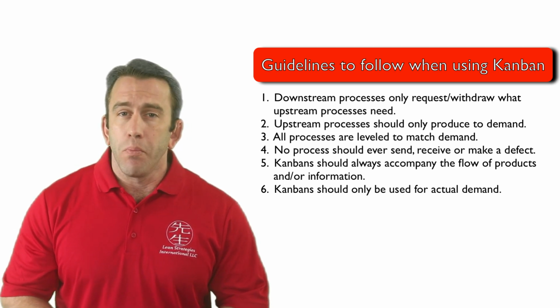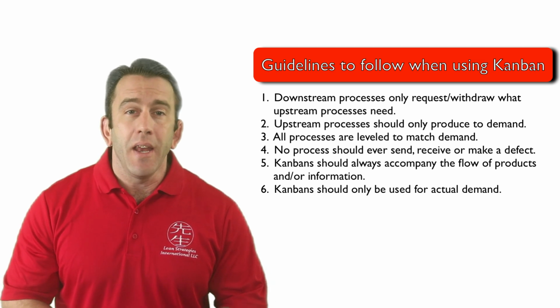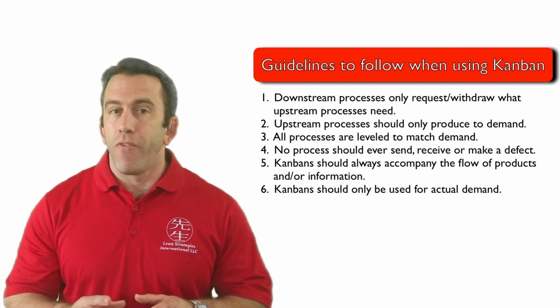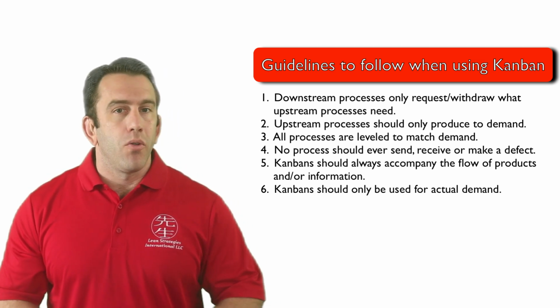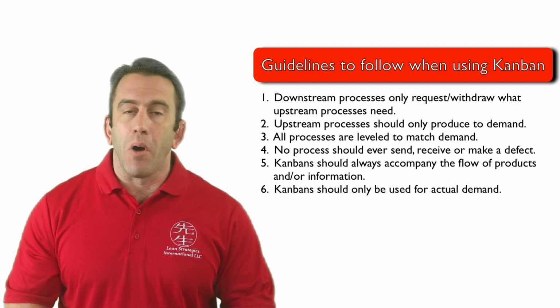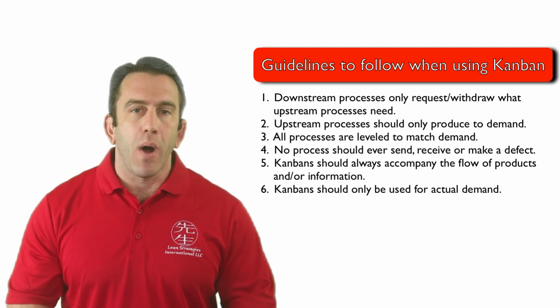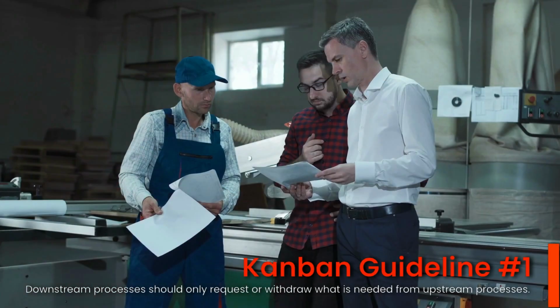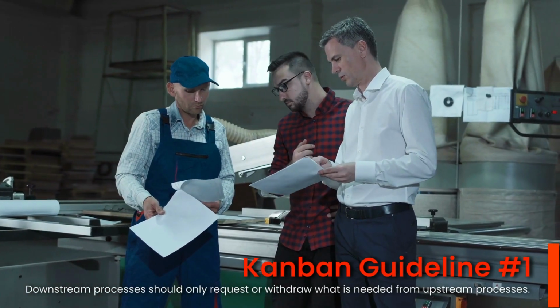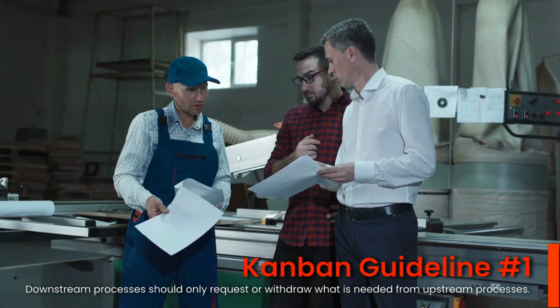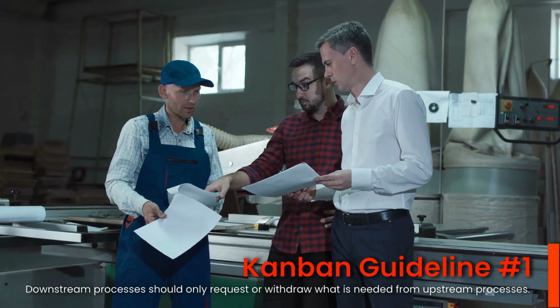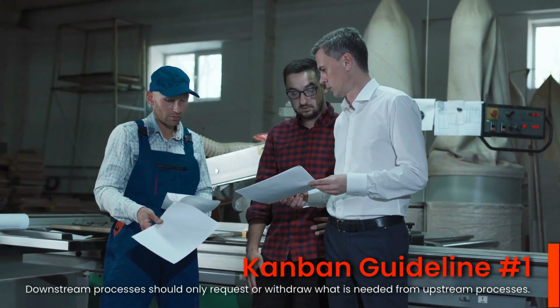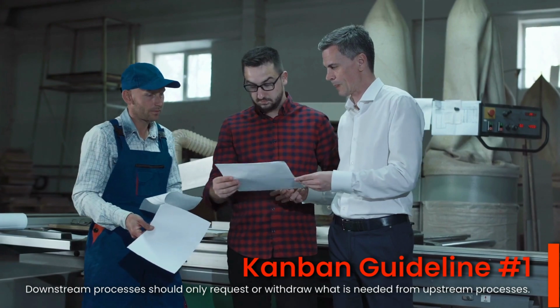Policies or rules should be accessible to everyone, and everyone should understand them very well. With regards to a pull system that uses Kanban, the guidelines are actually quite simple. The first rule is that downstream processes should only request or withdraw what is needed from upstream processes. They should not deviate from this flow.